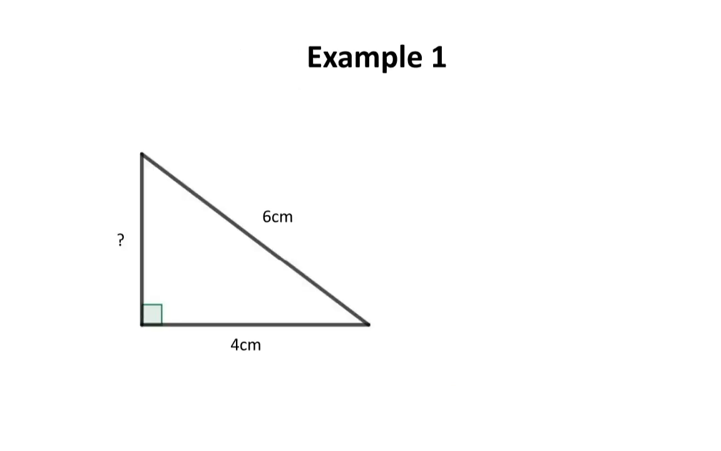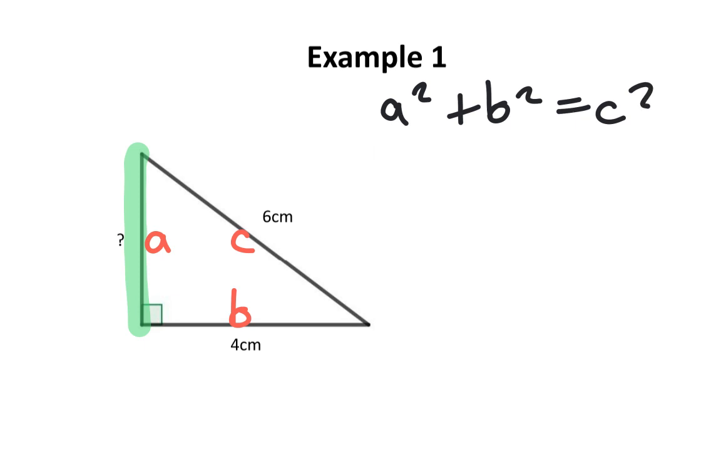In our first example, we need to determine the length of this leg. Let's begin by labeling our diagram. That side I'm going to call A since it's a leg, this side I'm going to call B since it's the other leg, and this side I'm going to call C since that is the hypotenuse. We know that A squared plus B squared is going to give us C squared.